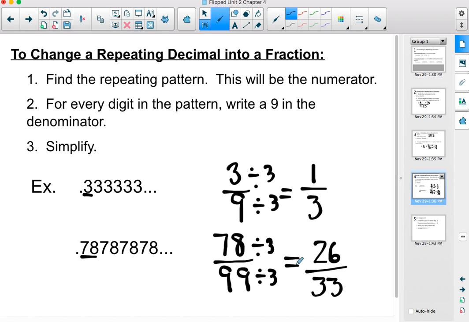I'm going to warn you really fast, this only works for the type of repeating decimals where the repeating pattern begins immediately after the decimal. See how we start with our repeating pattern right here, and after the decimal we start with the repeating pattern immediately in that example too.